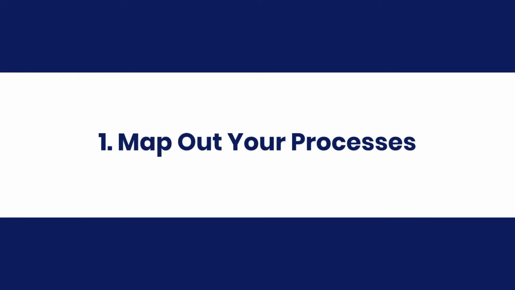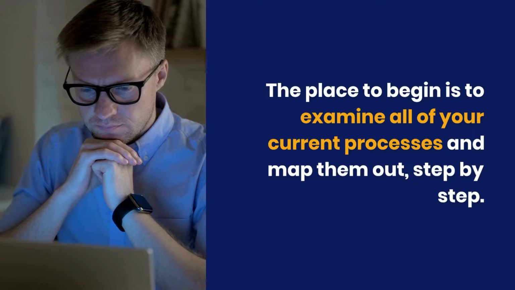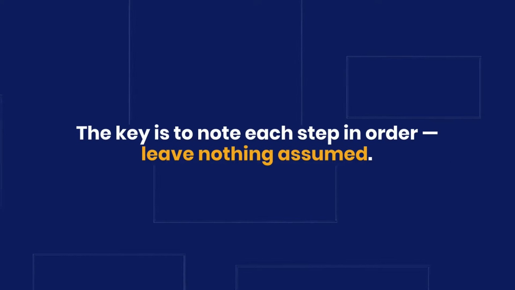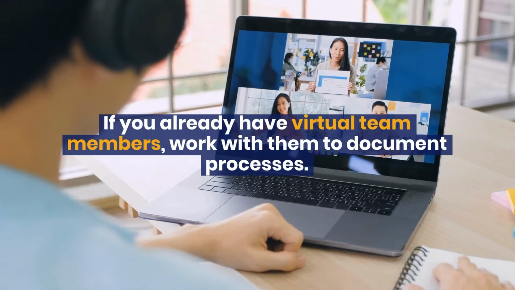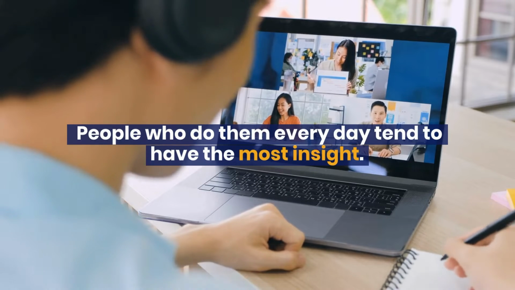1. Map out your processes. The place to begin is to examine all of your current processes and map them out, step by step. The key is to note each step in order, leave nothing assumed. If you already have virtual team members, work with them to document processes. People who do them every day tend to have the most insight.